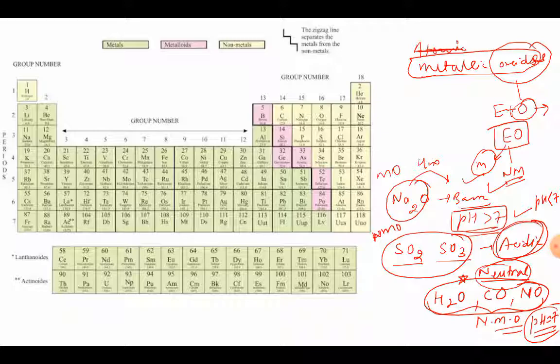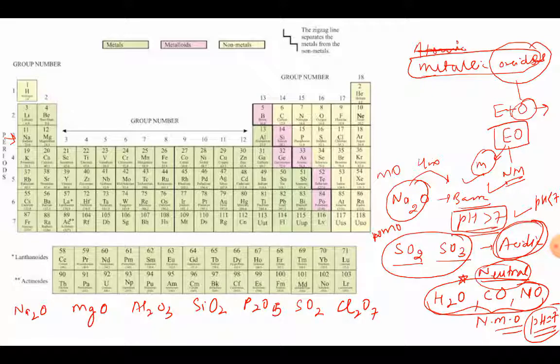Now let us understand how the nature of oxide varies along a period, right? So let us take the example of the third period. The third period elements: the oxide of sodium is Na2O, then magnesium oxide is MgO, then aluminium oxide is Al2O3, then silicon dioxide is SiO2. Then moving on to phosphorus, the formula is P2O5, right? Then moving on to sulfur, we are taking just sulfur dioxide as the example. Then moving on to chlorine, it is Cl2O7.